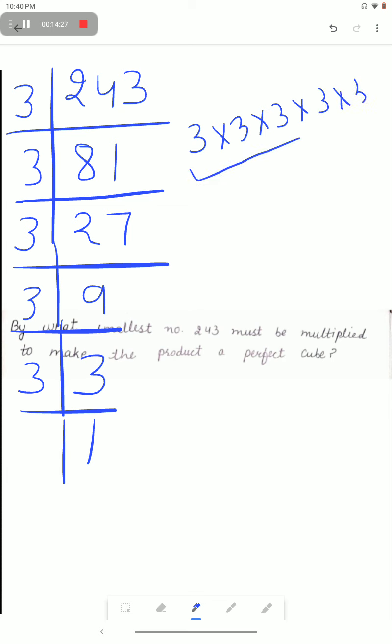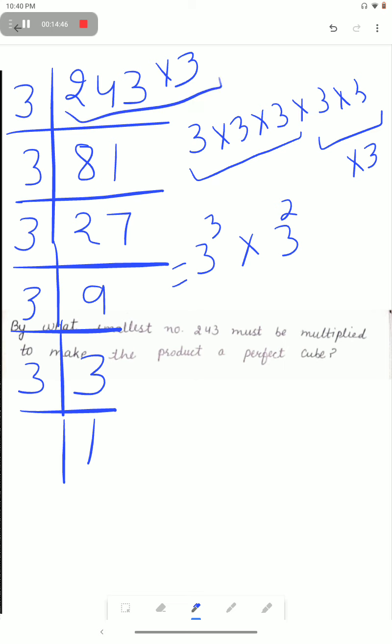They come out to be 3 into 3 into 3 into 3 into 3. This 3 exists in the form of a triplet, that is, we can write it as 3 raised to power 3. But the remaining 3s are not forming a triplet. They exist in the form of a doublet. Now for making it a triplet, we will have to multiply it by 3. It means we will have to multiply this number by 3, and then it will exist in the form of a triplet.